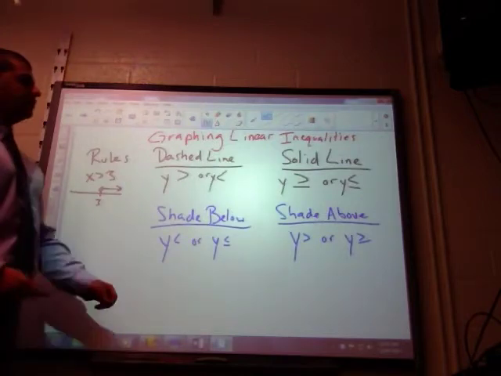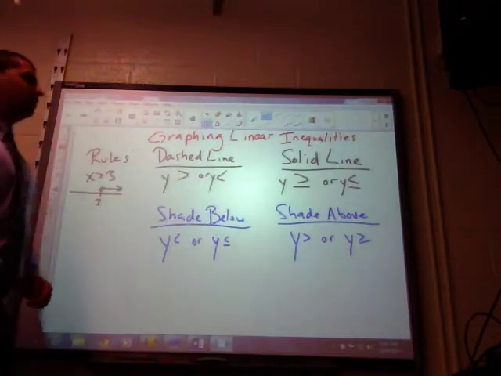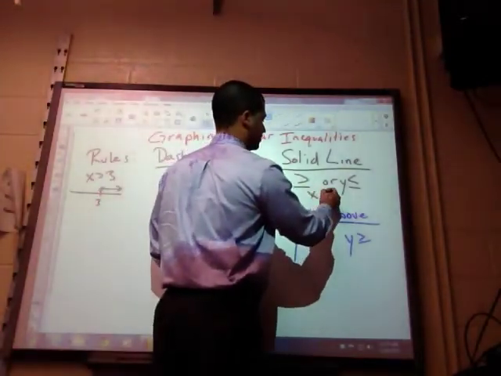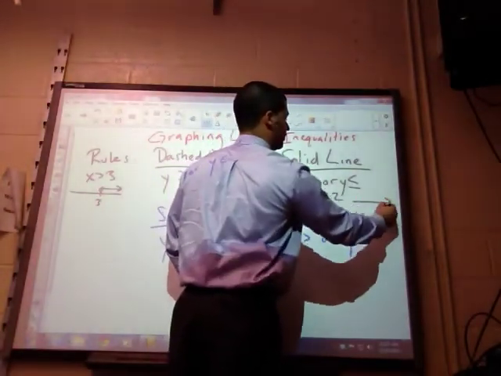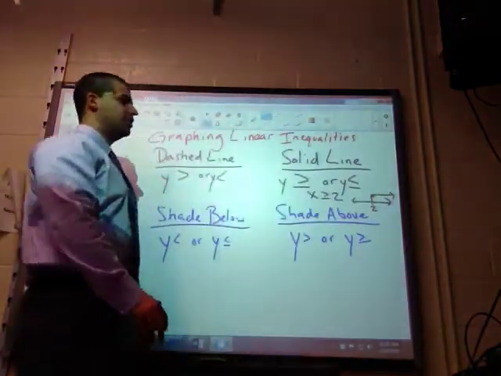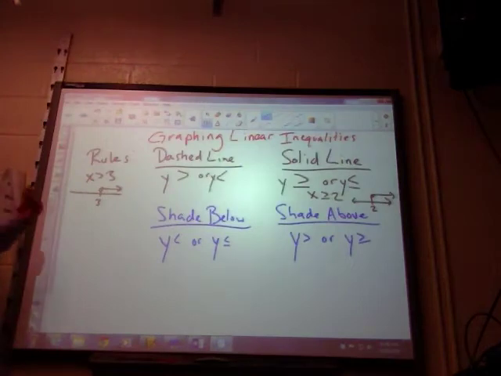You have a solid line when you have y is greater than or equal to or y is less than or equal to. Sort of like if you had x is greater than or equal to 2, you go to 2 and you have a closed circle and then you shade from there. So remember, if you have the line underneath, it's or equal to, and that means it gets a solid line. If it doesn't have a line underneath, it's a dashed line.